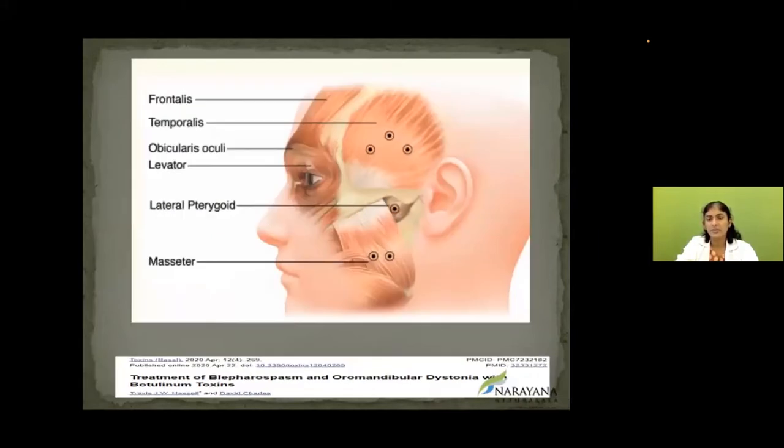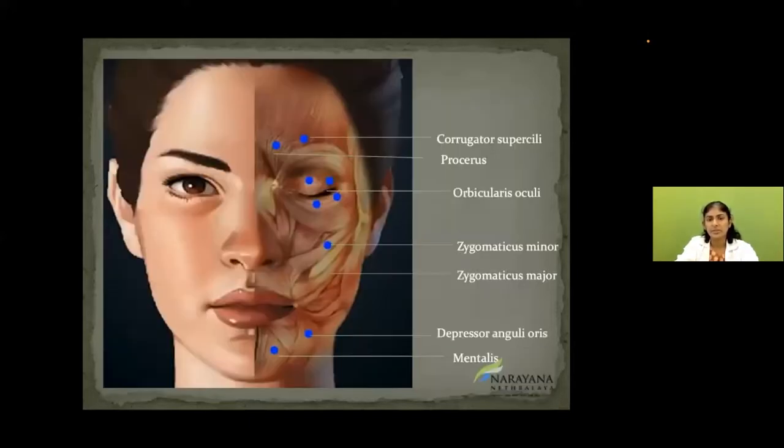Injection site options for oromandibular dystonias are frontalis, temporalis, orbicularis oculi, levator, lateral pterygoid, and masseter. Sites of injection for hemifacial spasm include corrugator supercilii, procerus, orbicularis oculi, zygomaticus minor and major, depressor anguli oris, and mentalis. This is a patient following the toxin for the left side hemifacial spasm with effective weakness on the injected site. Ten days later, still showing localized focal spasms, emphasizing targeted chemodenervation and titrations with top-ups.